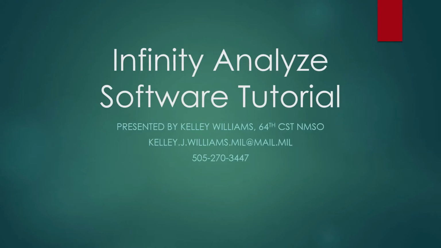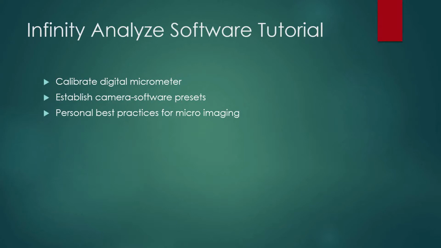I've had some other operators asking about settings with the Infinity Analyze software as far as calibrating the micrometer and some good practices for taking images, so I figured I'll make this tutorial. I'm going to go over how to calibrate the digital micrometer in the software side. I'm not talking about the eyepiece calibrations. Then we're going to look at how to establish presets for each of the magnifications, and then some of my personal best practices for doing micro images.